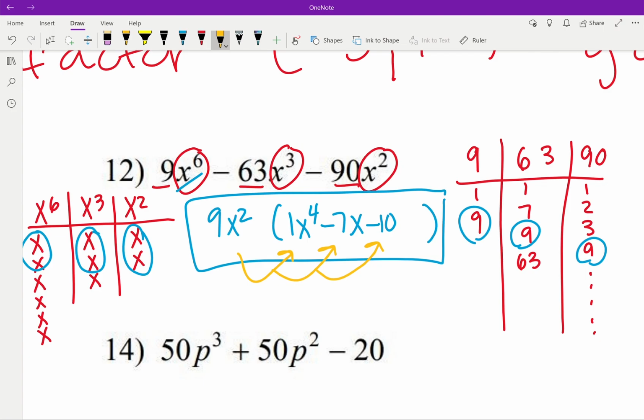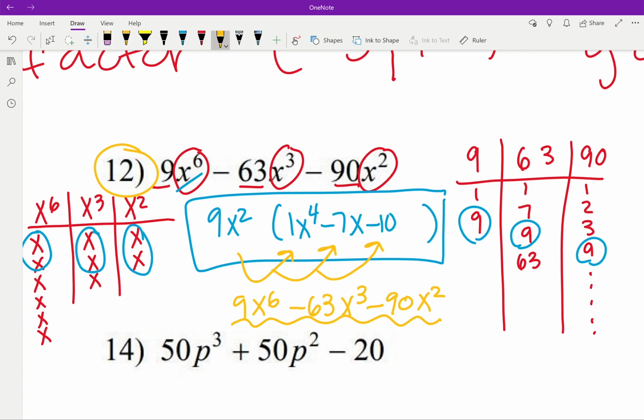9 times 1 is 9. x squared times x to the 4th is x to the 6th. 9 times negative 7 is negative 63. x squared times x is x cubed. 9 times negative 10 is negative 90. x squared times nothing is x squared. Notice how this answer is exactly the problem that we started with. So it's just a way to double check.